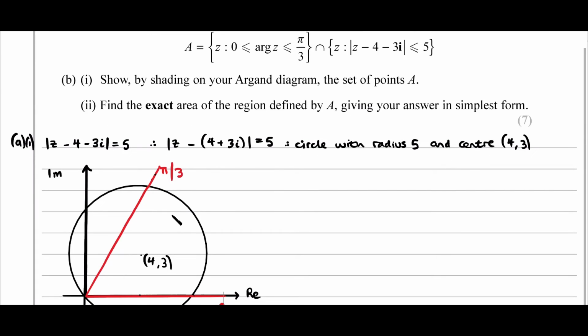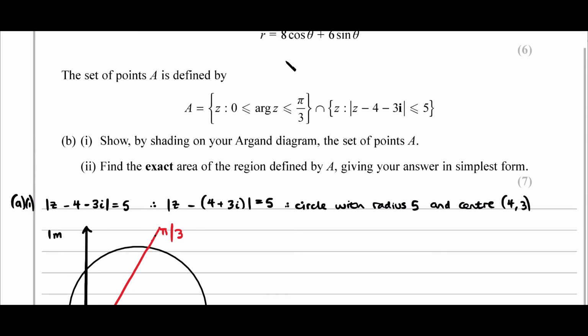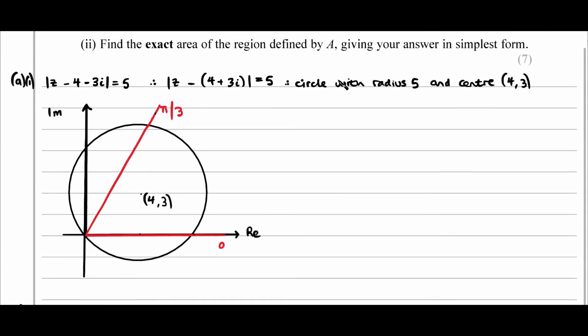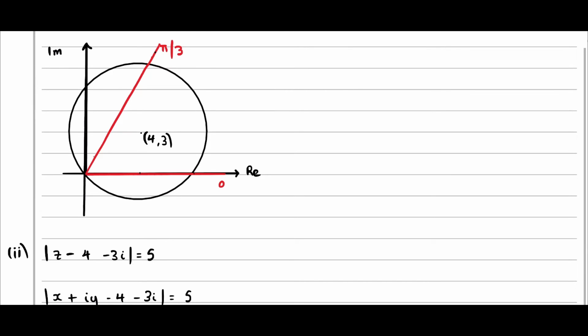So if we shade these bits in separately. So we've got this bit, which we've already shown in red, and then this bit we can simply find by shading in as such. Okay, so this over here is the region of points which we want.